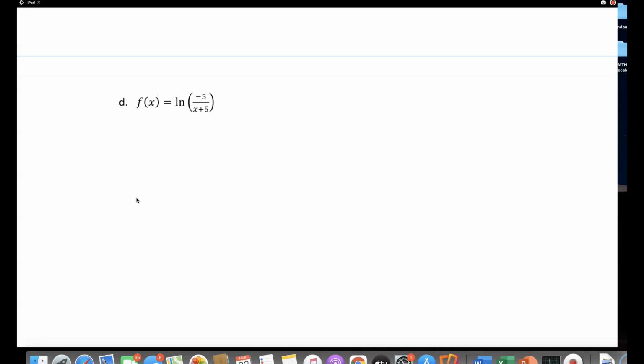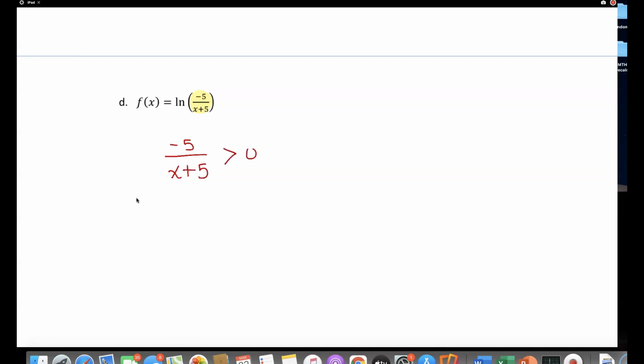Setting up this domain problem is easy. You just grab that argument and say that needs to be greater than 0. So say -5 over x plus 5 is greater than 0.